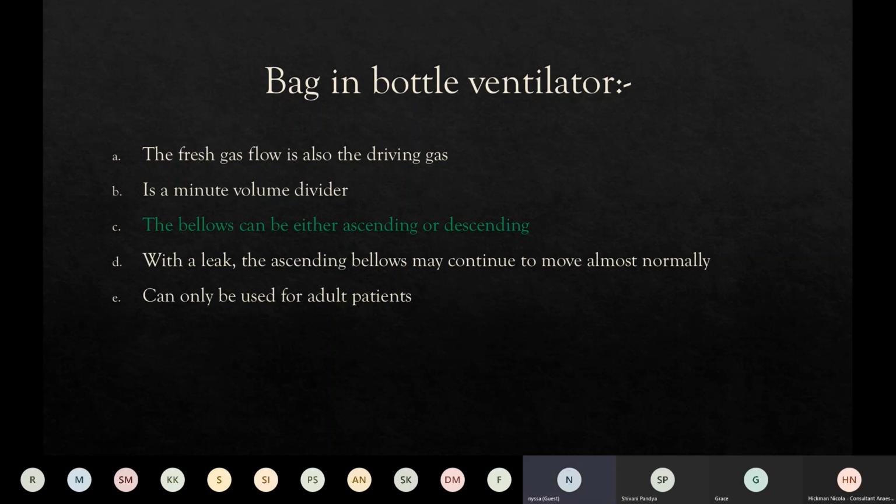B, is a minute volume divider. No, that's not true either. So the tidal volume and respiratory rate can be adjusted separately in a bag and bottle ventilator. C, the bellows can be either ascending or descending. Yep, so everybody got that.